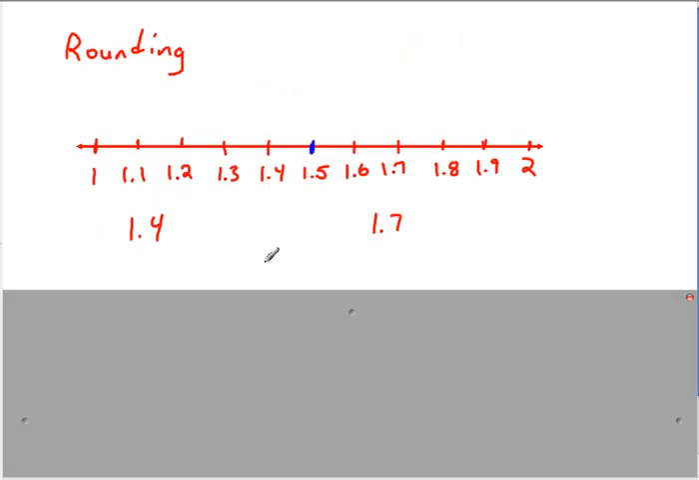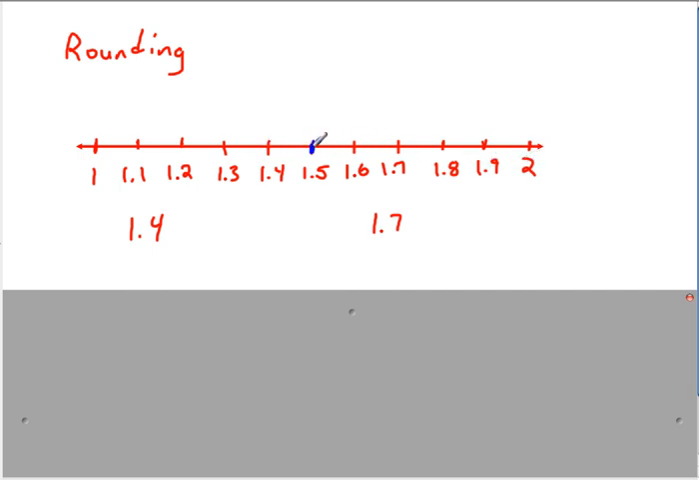Now we're going to talk about rounding. What I've done here is I've written a number line, but on this number line I've only shown numbers in between 1 and 2, including 1 and 2. So we have 1, 1.1, 1.2, and so on, all the way to 2.